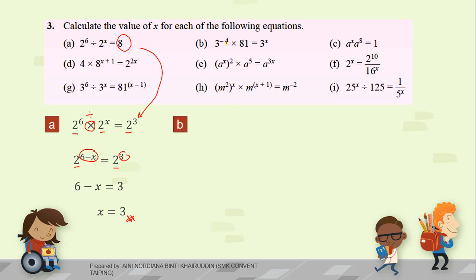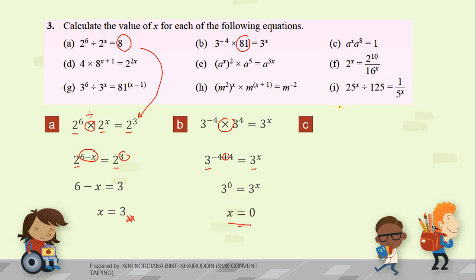For B, 81 here change to 3 to the power of 4. So this is multiplication, so you have to add the index. Once the bases are equal, then the powers are also equal. So 3 to the power of 0 equals 3 to the power of x. So x equals 0.